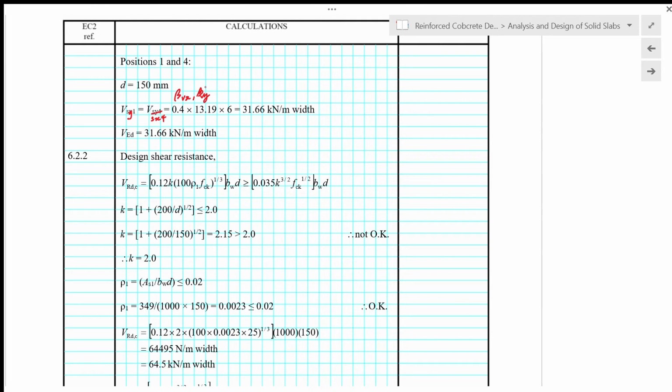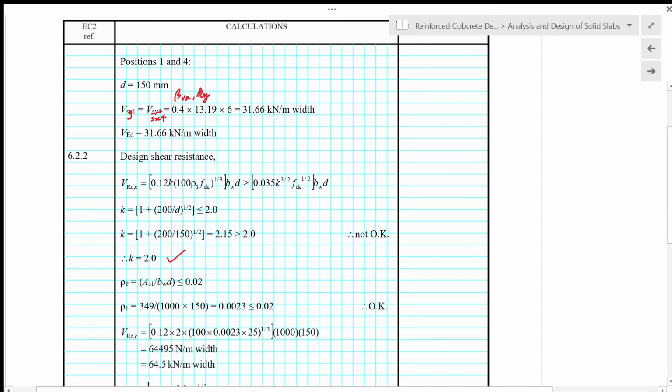And then from section 6.2.2 of Eurocode 2, we have the design resistance equation given. VRDC is equal to this equation here, and it should not be less than this expression. And then the K value is given by this equation, and the K value cannot be more than 2. The K value in our calculation is 2.15, so it's more than 2, so it's not okay. So we set K equal to 2 in the design calculation.